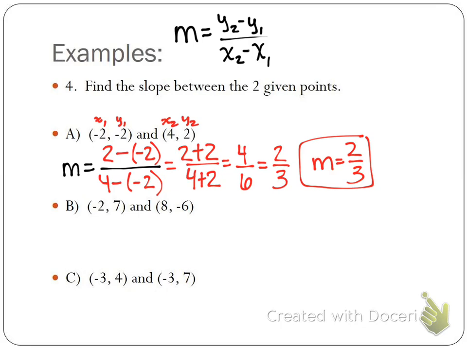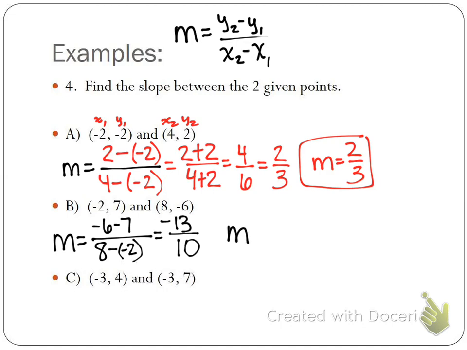On letter B, M equals fraction bar. What's going in my numerator? -6 minus 7. Y minus y over 8 plus 2. 8 minus -2, or 8 plus 2. If I take -6 and subtract 7, where do I end up? -13. Wonderful. Subtracting a negative is the same as adding, so what do I get in the denominator? 10. Can I reduce it? No. Nope, so that's my answer.